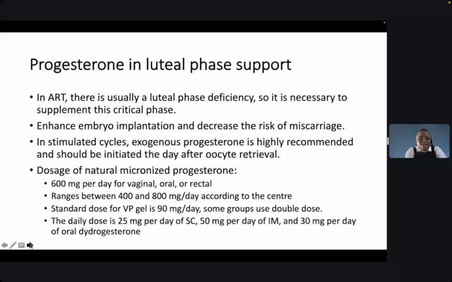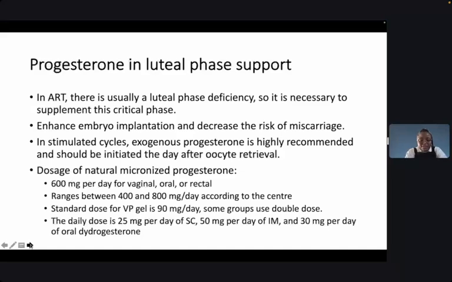They can normally be given 600 milligrams, vaginal or oral. Rectal, there's not much data to show the evidence or benefit of a rectal route of this micronized progesterone. The range normally for vaginal progesterone can be around 400 to 800 milligrams per day, according to centers. Everyone is different in terms of how they give progesterone to this patient.